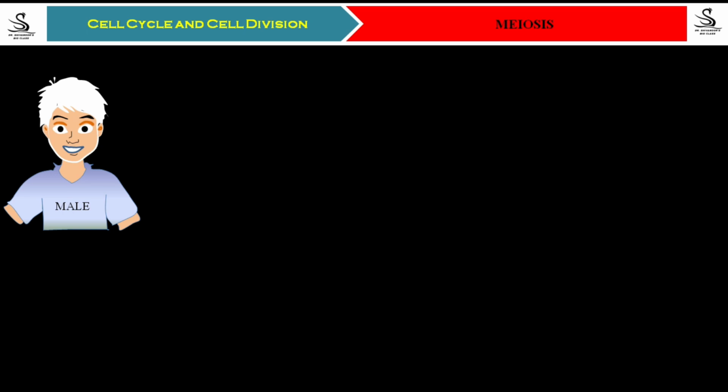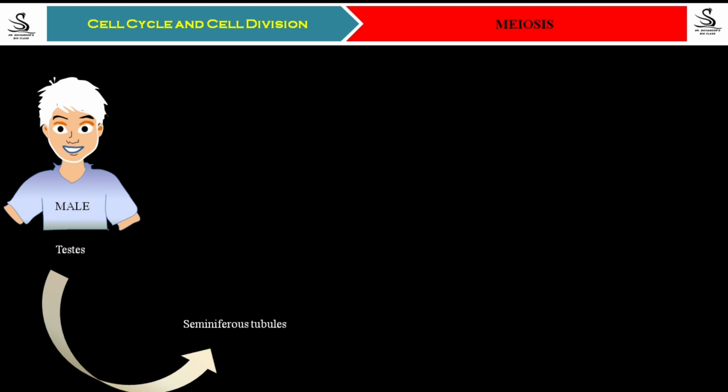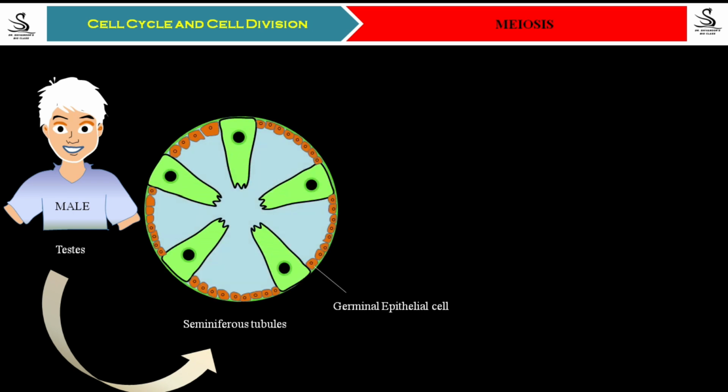You might be observing the boy here. Suppose this boy has reached the age of maturity, by 12 or 13 years, or in some individuals by 14 years. What will happen in his testes, inside the seminiferous tubules? Whatever germinal epithelial cells are there, they start to divide.